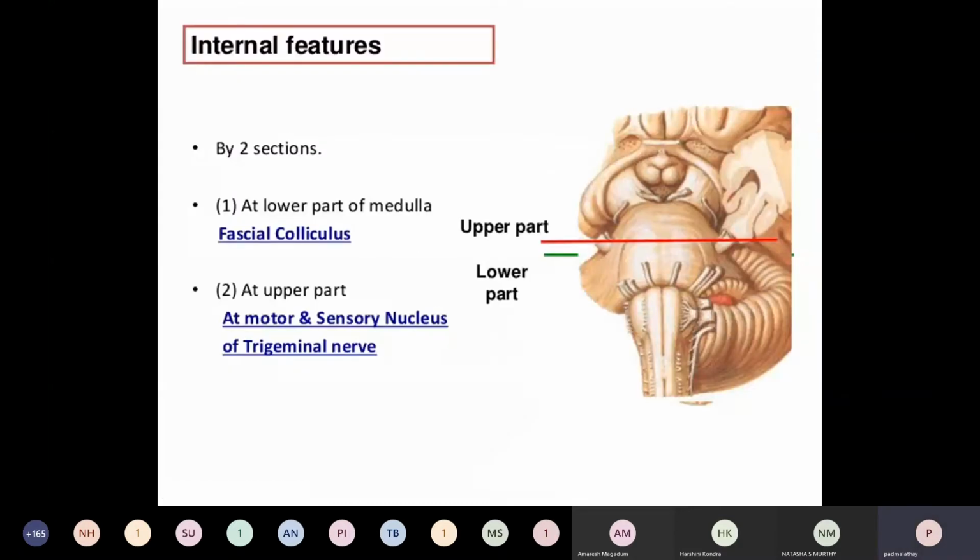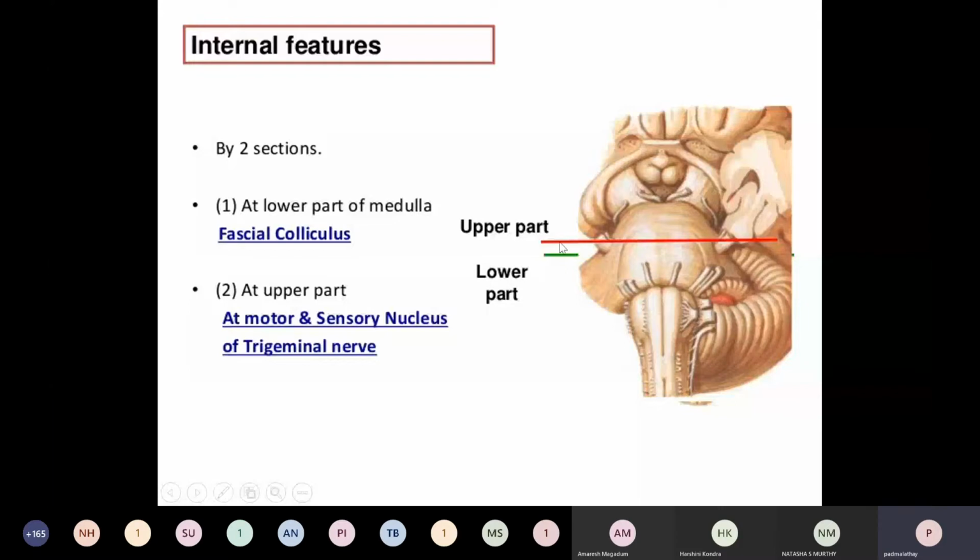So now coming to the internal features. The internal features are best studied by taking sections of the pons. Two sections are taken. The first section is at the lower part of the pons, that is at the level of the facial colliculus. Why it is called the facial colliculus, you will understand when we study the internal structure.